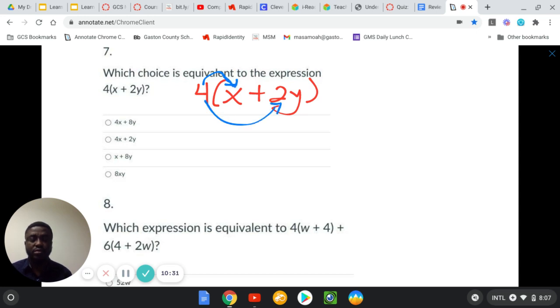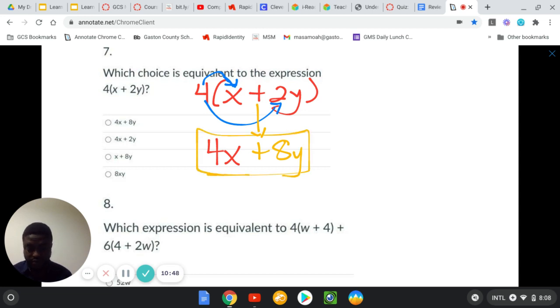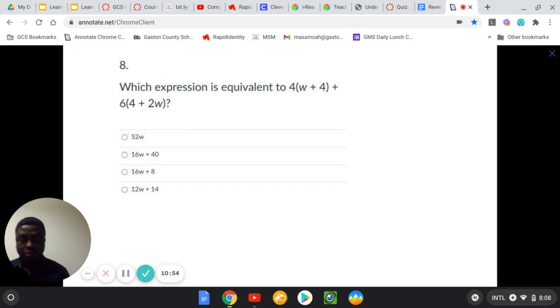So I have 4 times x, which is 4x. Then I don't forget my operation sign. Then 4 times 2, which is 8. So 8y. So that will be my expression. So I think you'll go for that. So question number 8. We have which expression is equivalent to that?